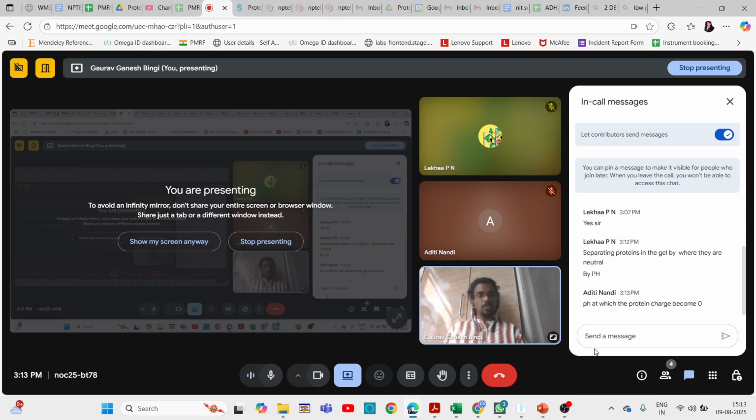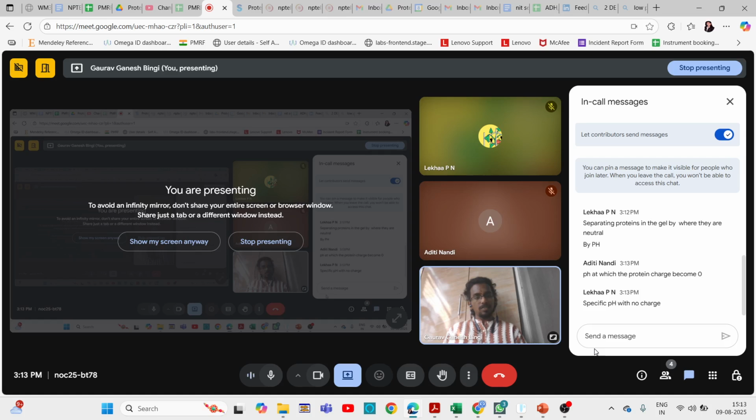pH at which the protein charge becomes zero. Yes, exactly. That specific pH with no charge. Lekha, you know the concept. It feels like the way you are answering, but your sentence framing is not accurate enough to give the answer. So, if you want to define pI, it is a pH at which proteins are neither positive nor negative, or basically it is a pH at which proteins have no charge. That's the pI.